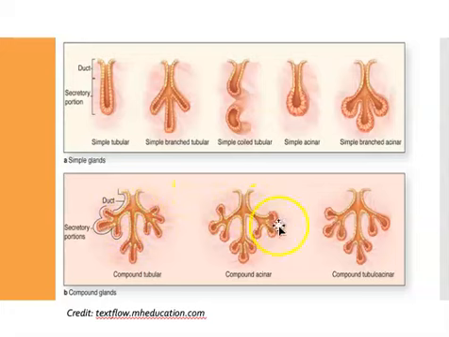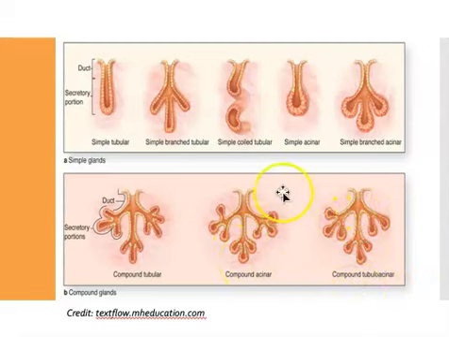In comparison, this would be a compound acinar gland or a compound alveolar gland. It's compound because the duct is branched, and it's acinar or alveolar because the acinus or the acini look like circles here. They're wider than the duct is. See over here, they almost look like fingers. They're longer and straighter acini. Over here, they're wider and rounder acini.